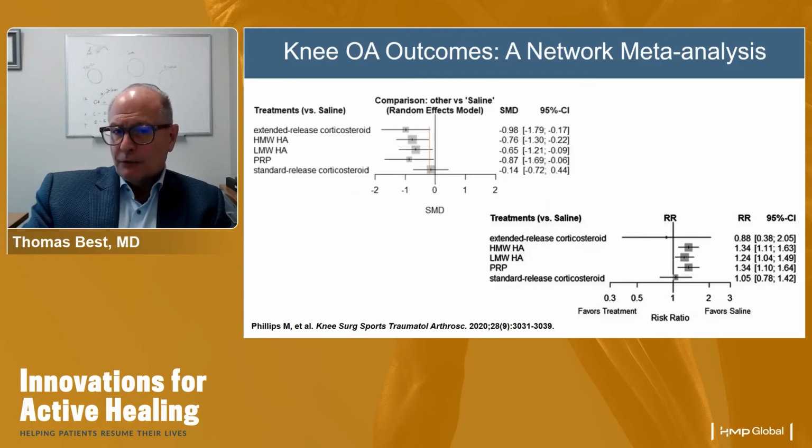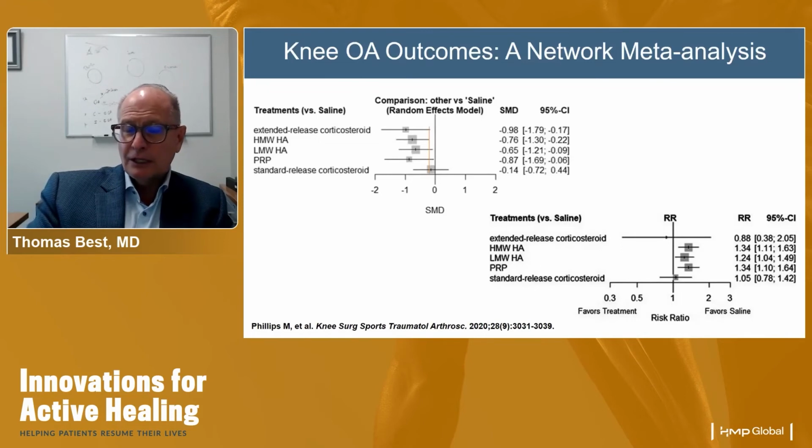We then go on and look at a forest plot looking at function. And again, you can see that it's the high molecular weight HA injections that are really the only agents, if you will, that are to the left of that orange line. And then finally at the bottom is looking at side effects. And as you can see, the good news here is that both HA and PRP injections show good safety profiles.